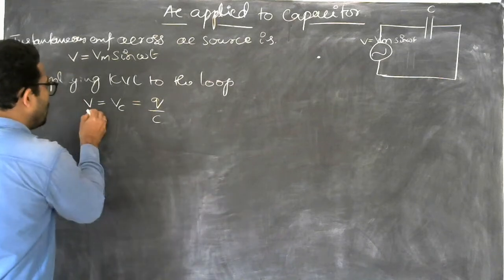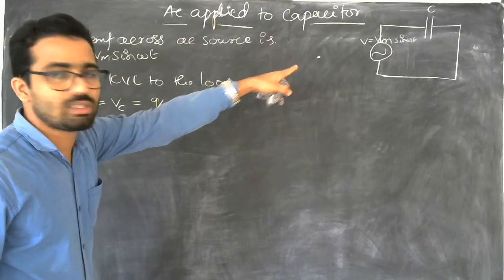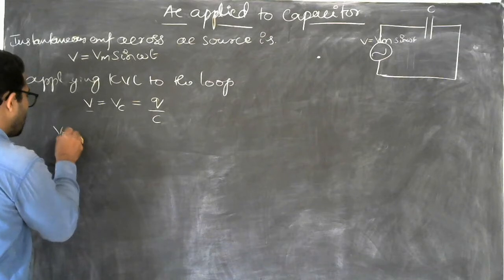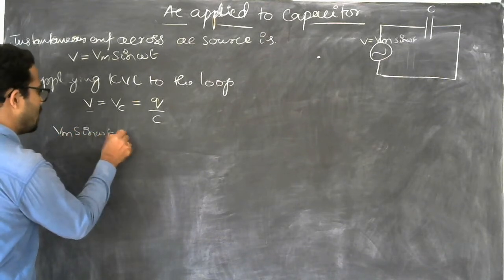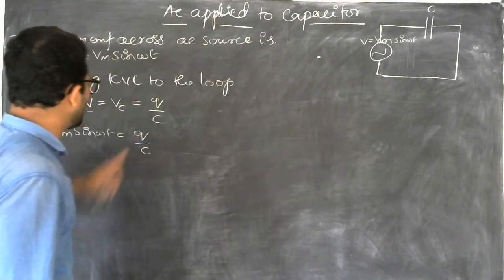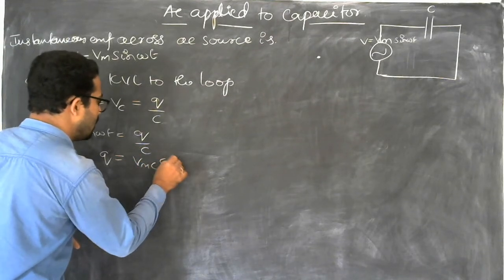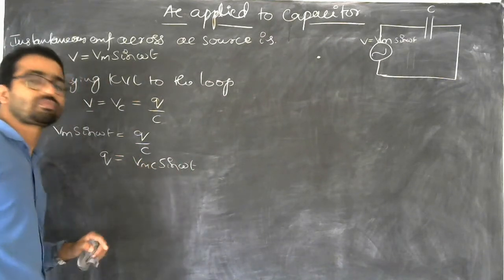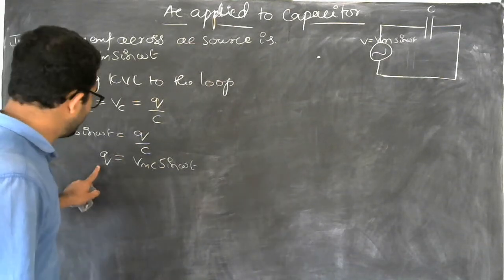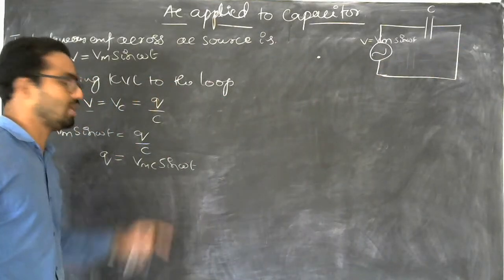Then we know V is the instantaneous potential supplied by the AC source, that is V is equal to Vm sin omega t. So Vm sin omega t is equal to Q by C. Now let's rearrange this in terms of Q. Q is equal to Vm C sin omega t. So we know the value of the charge stored in this capacitor.